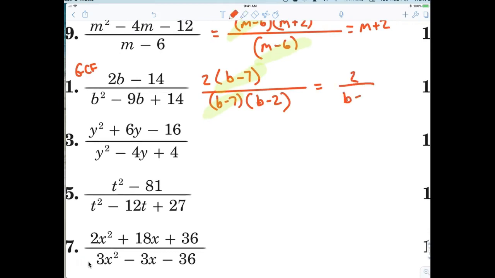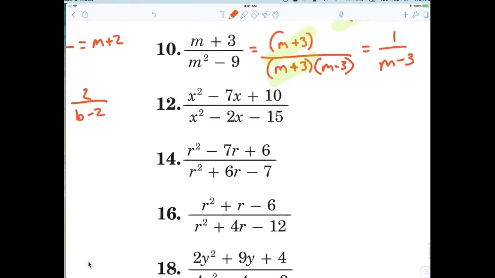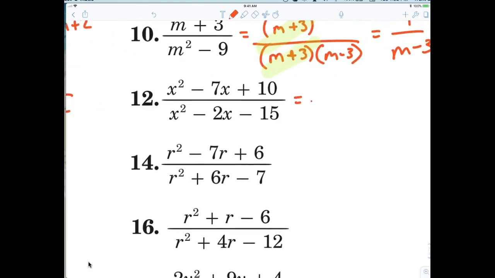Can I cross out the 2's? No, of course not. They're bounded by subtraction. Bounded by subtraction. Very good. Number 12. All right, here we go.